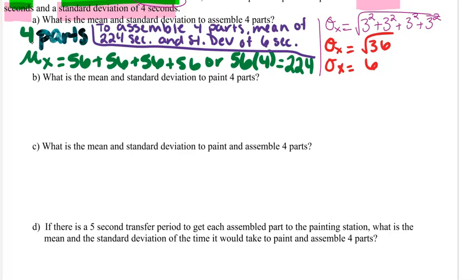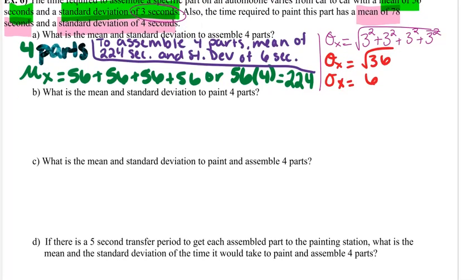Cool. Now, B says, what's the mean and standard deviation to paint 4 parts? So same exact process as the last one. If you want to skip ahead on this and then just check your answer, you definitely can. I'm going to walk us through it one more time. I'm going to use some more shortcuts, so I'm going to use that multiplying by 4 situation. If you want to take it one more step, that's totally fine. If you need to pause and set it up where you write out everything, that's also fine as well.